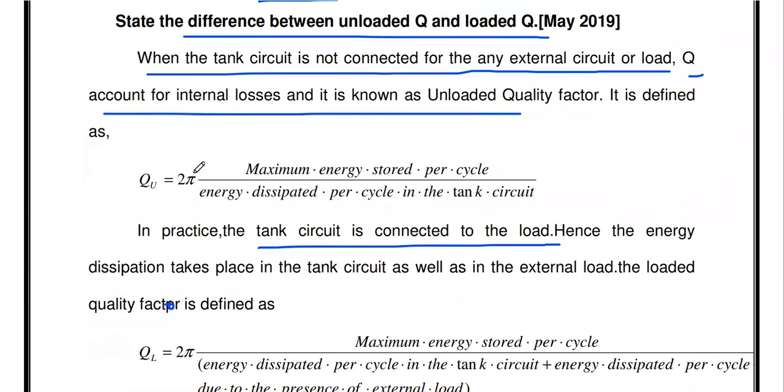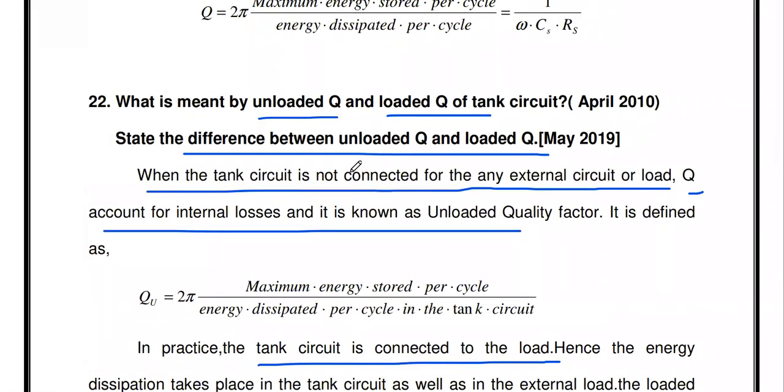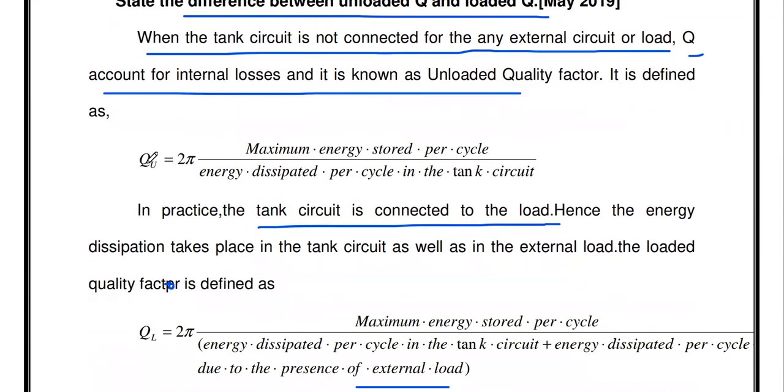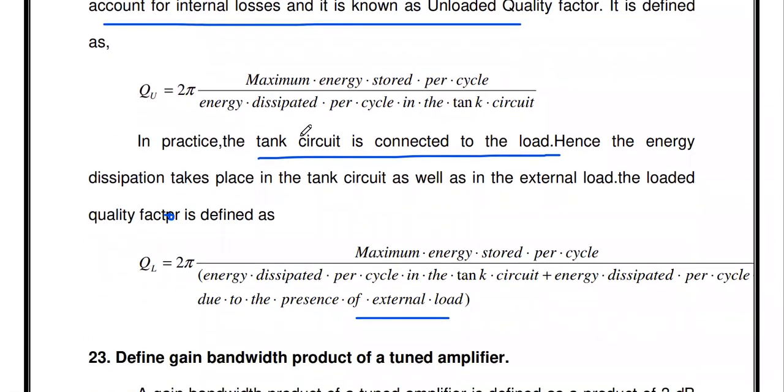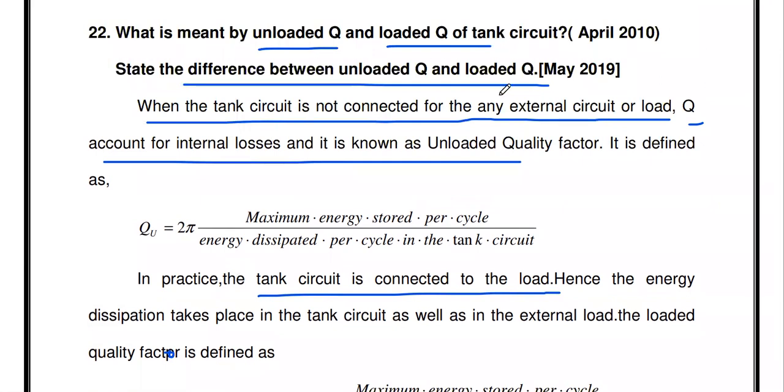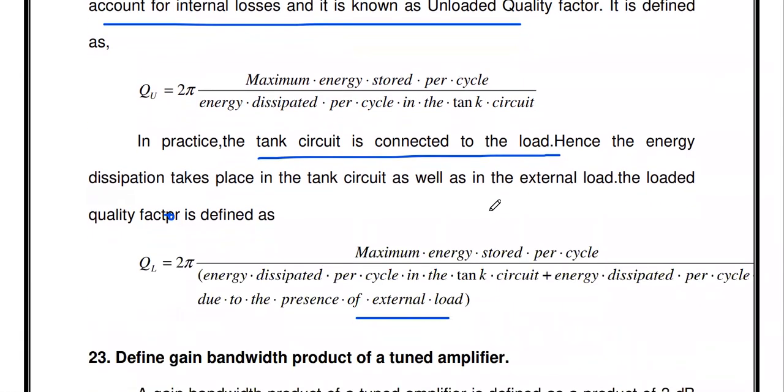Unloaded means the tank circuit is not connected as a load to any circuit at the time you are measuring the quality factor; that is the unloaded Q. Loaded means the tank circuit is connected as a load to some circuit at the time you are measuring the quality factor; that is the loaded quality factor. So this is also an important 2-mark question, loaded and unloaded Q. It is a May 2019 and 2010 question.